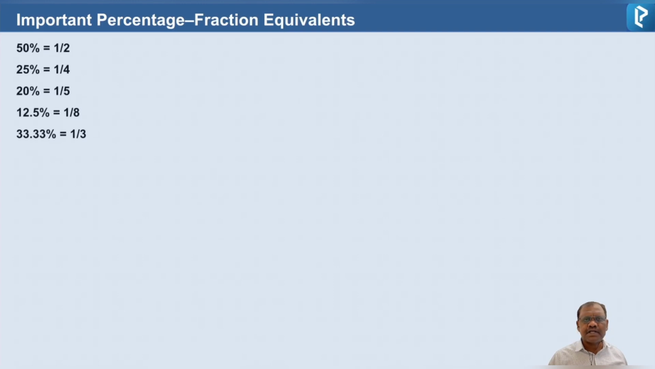Important percentage to fraction equivalents. 50% is equivalent to 1 by 2. 25% is equivalent to the fraction 1 by 4. 20% is equivalent to 1 by 5. 12.5% is equal to 1 by 8. 33.33% is equivalent to 1 by 3. These work vice versa, fraction to percentage and percentage to fraction.